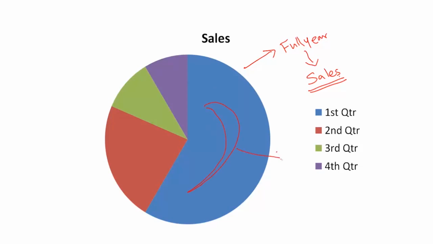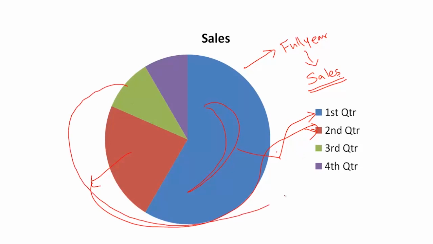This region is nothing but the first quarter. So by looking at the pie, you understand that the majority of sales have taken place in the first quarter. Then the second majority has come from the second quarter, the third majority from the third quarter, and the fourth is from the fourth quarter. So at a glance, you can understand which period is contributing more, by dividing the pie into different sectors, each representing a numerical proportion.